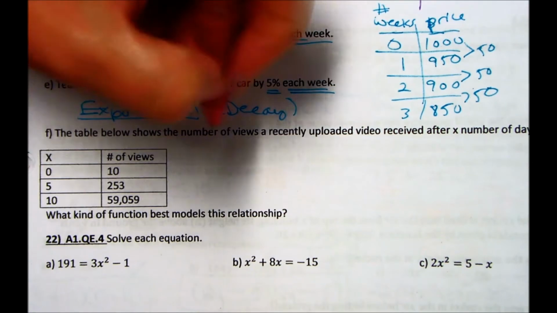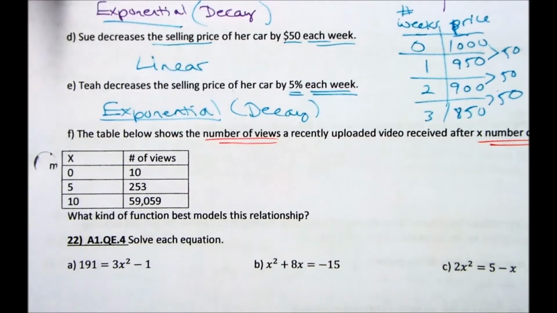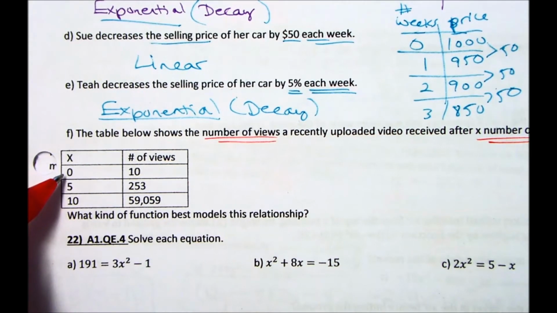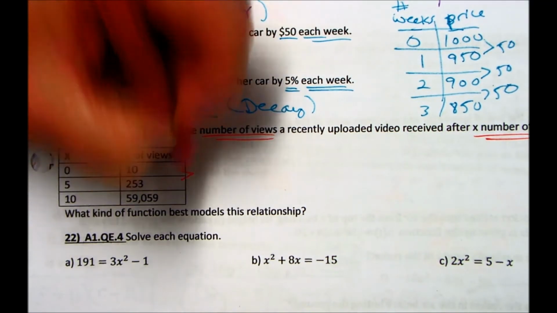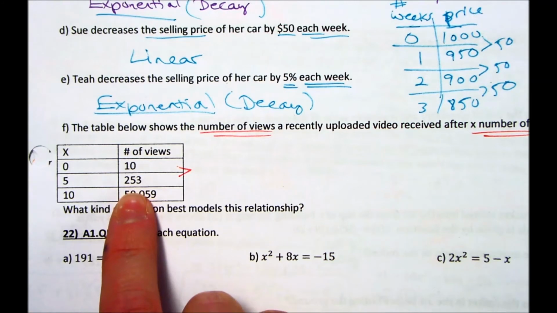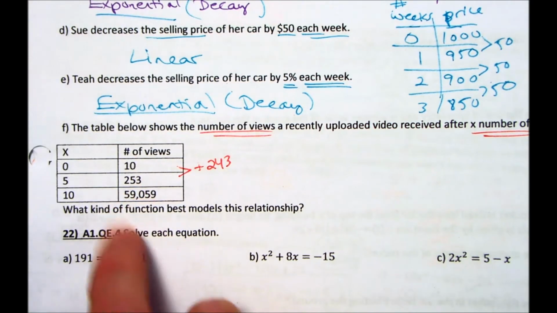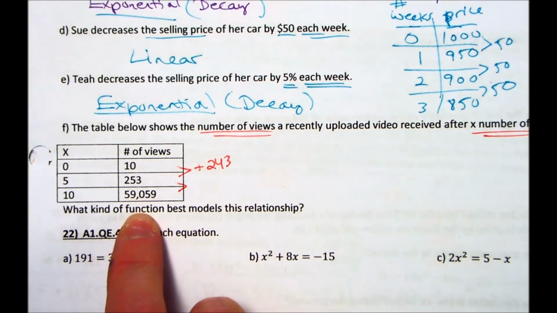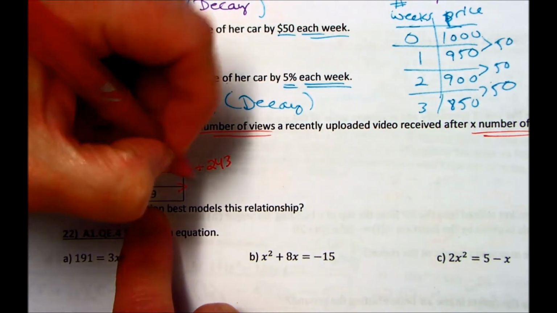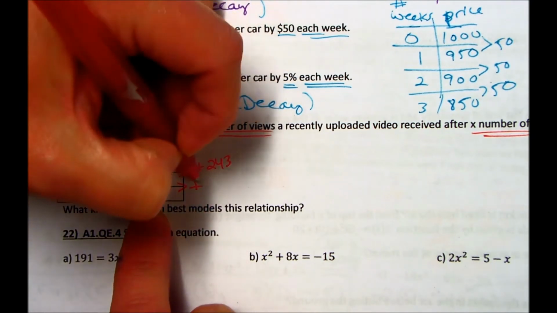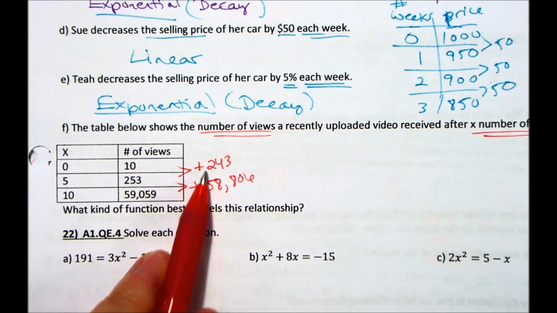a number of views, and x represents the number of days after it's been uploaded. So on day 0, the day it was uploaded, there were 10 views. And then 5 days later, there were 253 views, which is an increase of 243. Then after 10 days, it now has 59,059 views. So that is an increase of 58,806.